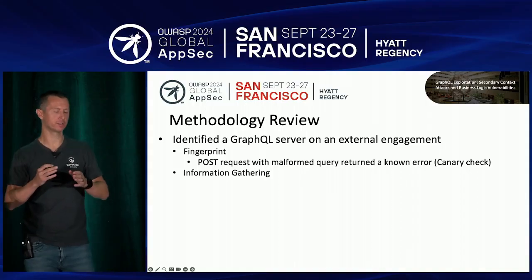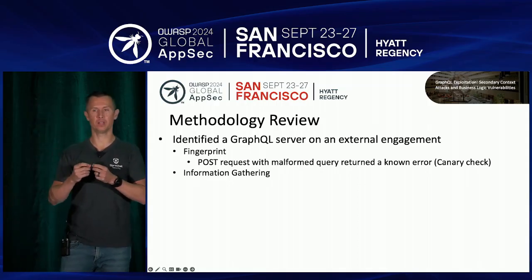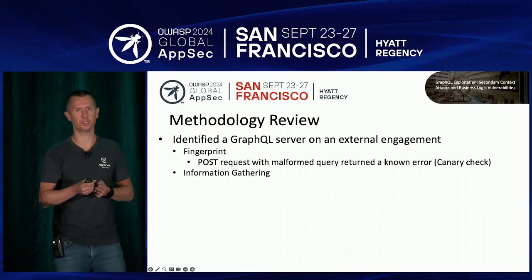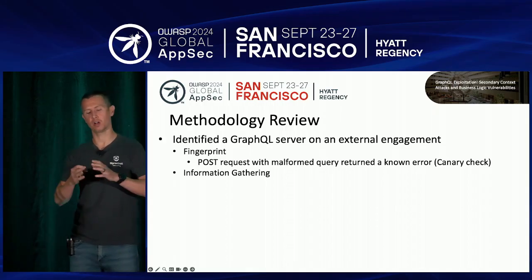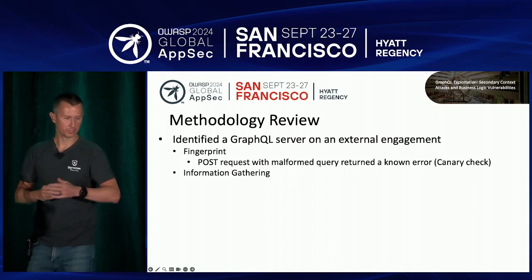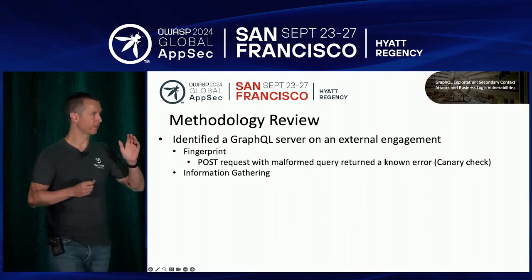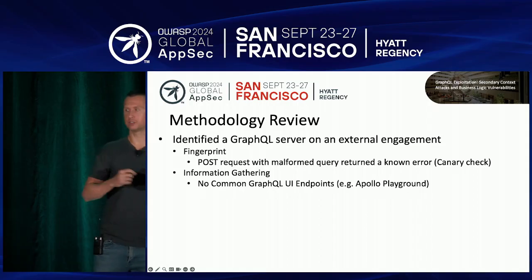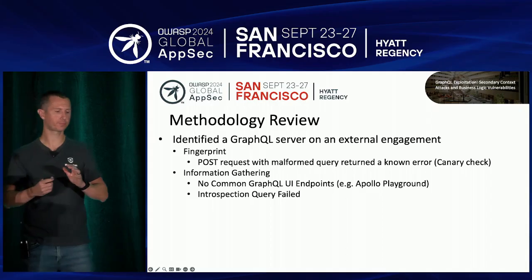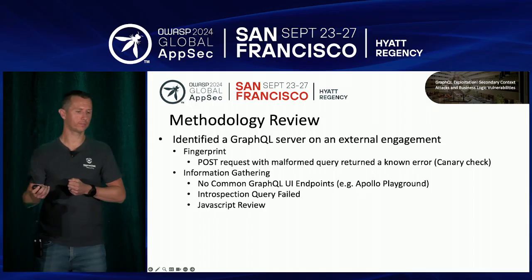And the reason is because many GraphQL servers will be very verbose in terms of telling you that you have an incorrect query or a validation error. That's as opposed to some of the techniques, like sending introspection queries or certain other types of queries, that may not indicate that you have a GraphQL server. So I use this to identify my fingerprint: I did a POST request with the malformed query and found the GraphQL server. Typically, I'll check for Apollo Playground or a GraphQL UI endpoint. In this case, there was none. As I said, the introspection query failed, so I couldn't get the schema in that way.